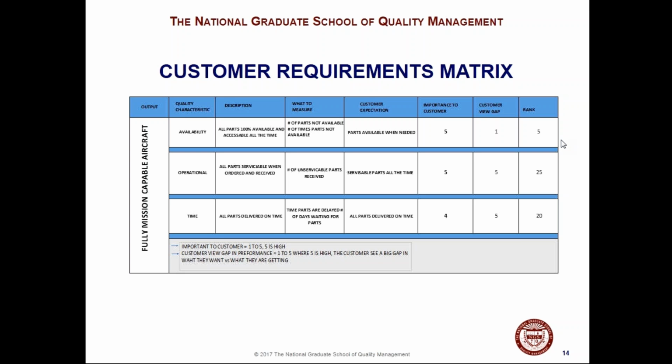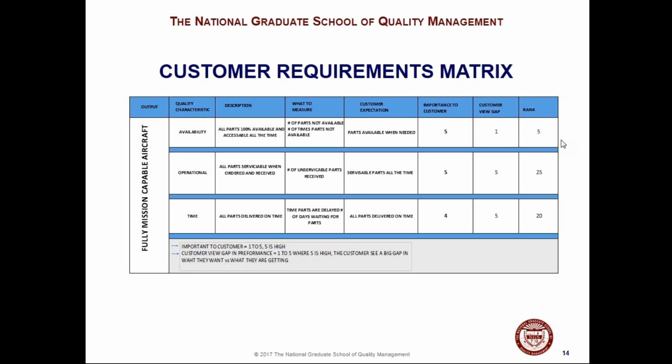Customer expectations: they want to have the parts when they need them, on time. Importance to the customer is 5, and 5 was the highest. Customer view gap was 1, and the rank was 5. That's the main goal, to have the parts when we need them.